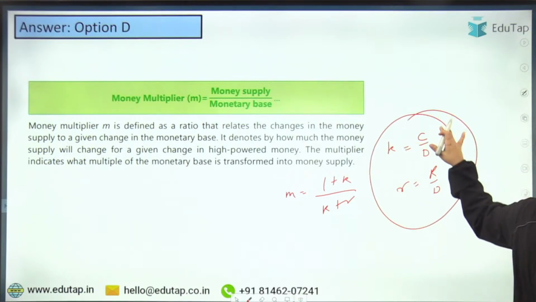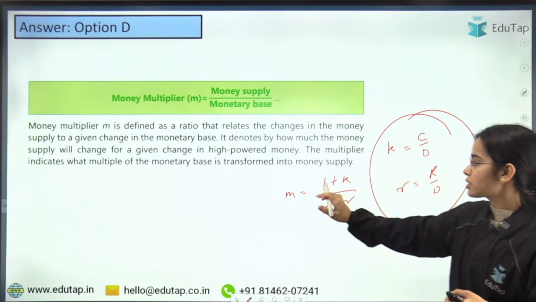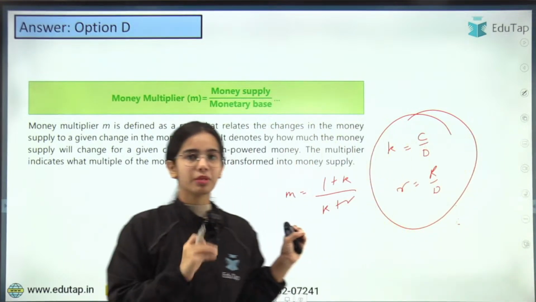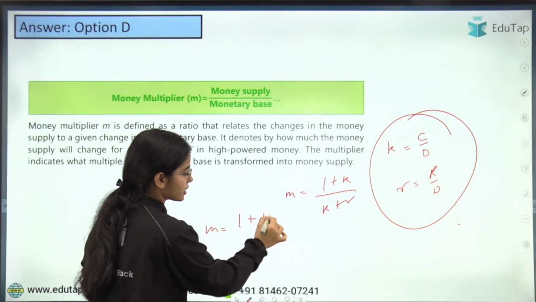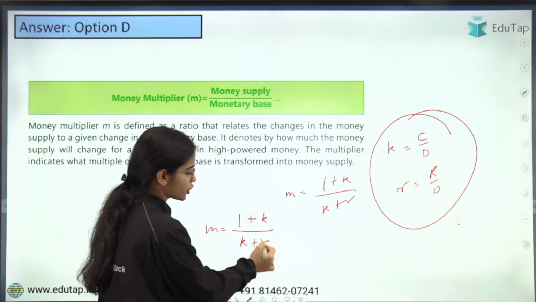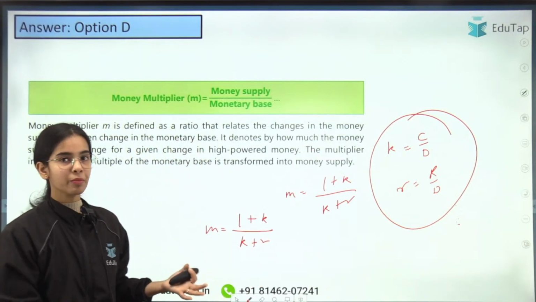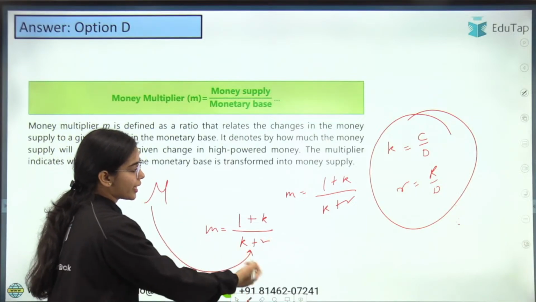So if you are given the currency to deposit ratio or the reserves to deposit ratio, this will be the formula of the money multiplier. Money multiplier is equal to (1 + K) / (K + R), where K is the currency to deposit ratio and R is the reserve to deposit ratio.